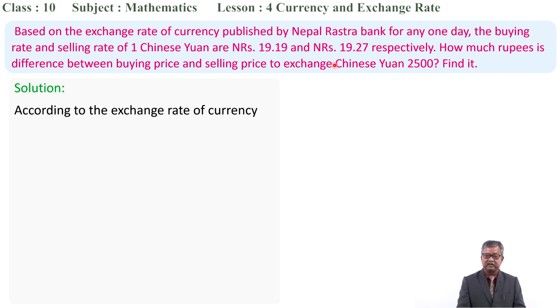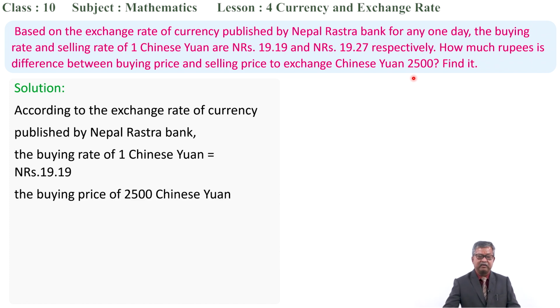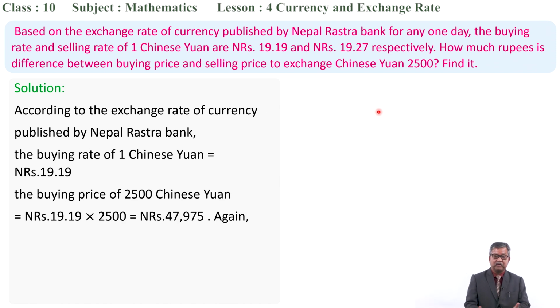According to the exchange rate of currency published by Nepal Rashtra Bank, the buying rate of 1 Chinese yuan is rupees 19 and 19 paisa. So according to this rate, how much for Chinese yuan 2500? The buying price of 2500 Chinese yuan is equal to rupees 19.19 multiplied by 2500. So we have to multiply by calculator. We got rupees 47,975 when you exchange according to buying price in Nepalese rupees.